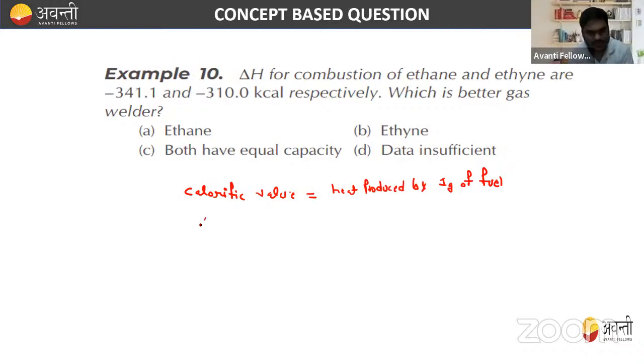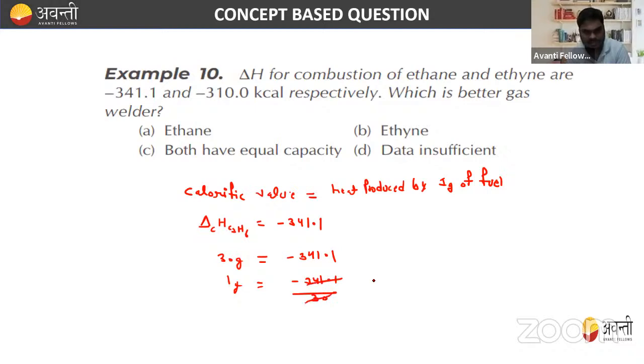Now it is already given that the enthalpy of combustion of C2H6, that is ethane, is 341.1. So what is the calorific value? We know that ethane, C2H6, has molecular mass 30. So 30 gram gives us 341.1, right? This is for ethane. Similarly, 1 gram will give 341.1 upon 30, which comes out to be 11.37 kilocalorie per gram, right?